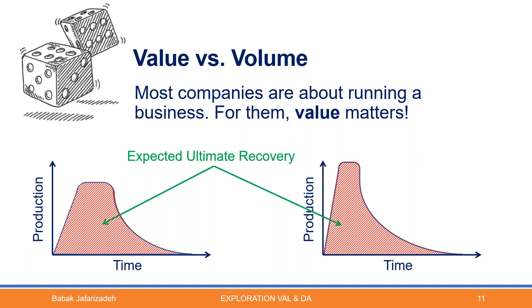But if we assume the prices are constant, these two production profiles actually represent two different values. With everything else being the same, the one on the left has less value compared to the one on the right. Why? Because on the right-hand side, we do something called accelerated production. If we could do accelerated production, because of the time value of money, the value would be higher. So in a way, the discussion between value versus volume is sort of a discussion that always fails. The companies basically want to create value for the shareholders, and their decisions should be based on value, not volume.